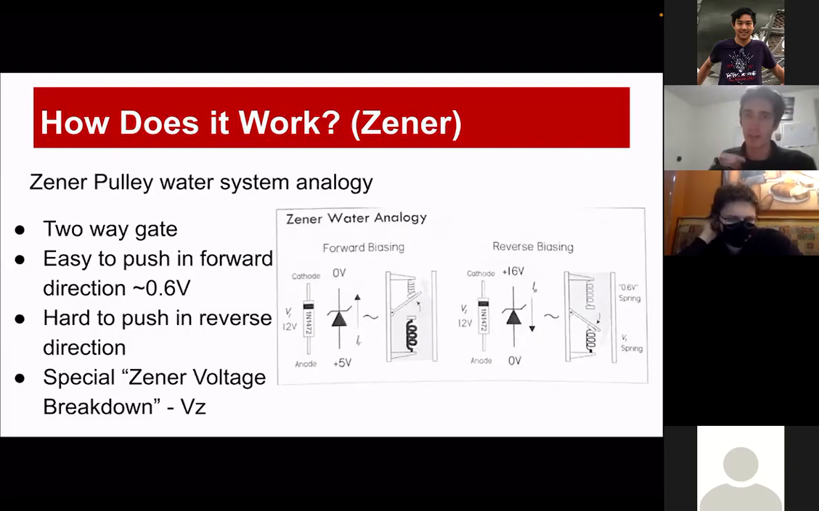So to push forward, we only need around 0.6 volts. And to push in reverse, we need a much higher voltage. And that voltage is determined by whatever diode we're using. So if you look in the data sheet of whatever diode that you're using, it has something called a Zener voltage breakdown, or a VZ. And when we reach that VZ, then voltage is allowed to spring through the other side. So in the image there, you see one of the springs is much smaller than the other spring. And that is what gives Zener diodes their special uses.